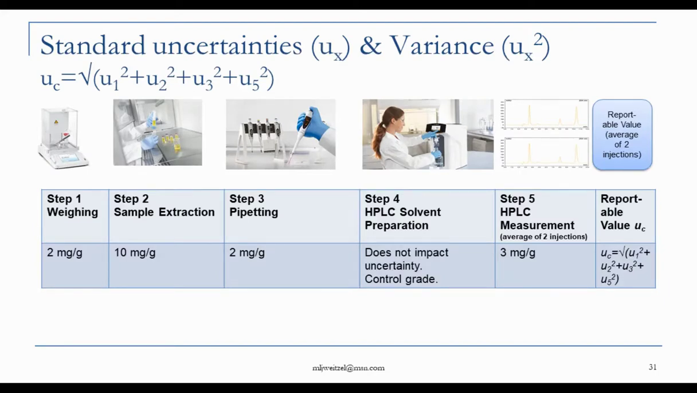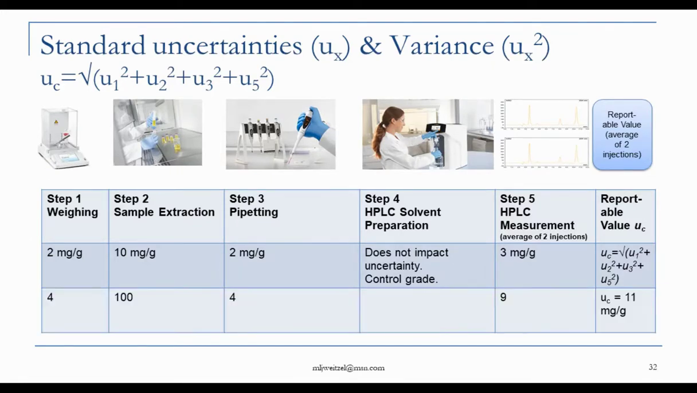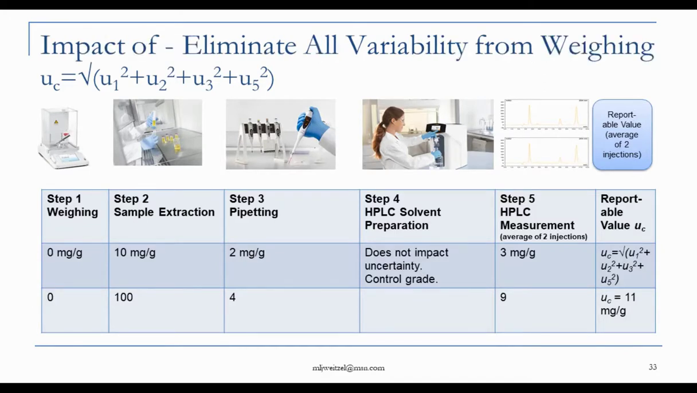And step 5, the measurement. Now, the average of 2 injections was 3 milligrams per gram. So you use the formula, and notice that its certainty is 1, 2, 3, but none from step 4, and then step 5. So that is the formula. And if you calculate it, squaring them, summing the squares, and taking the square root, the combined uncertainty is 11 milligrams per gram. So just notice that.